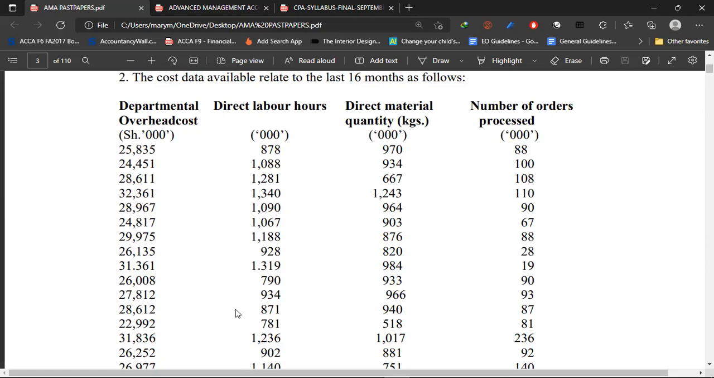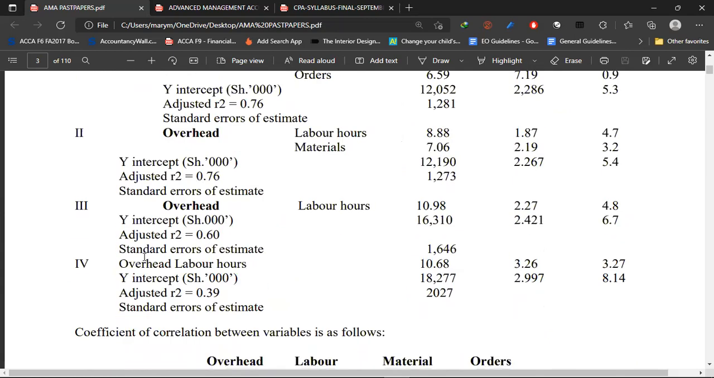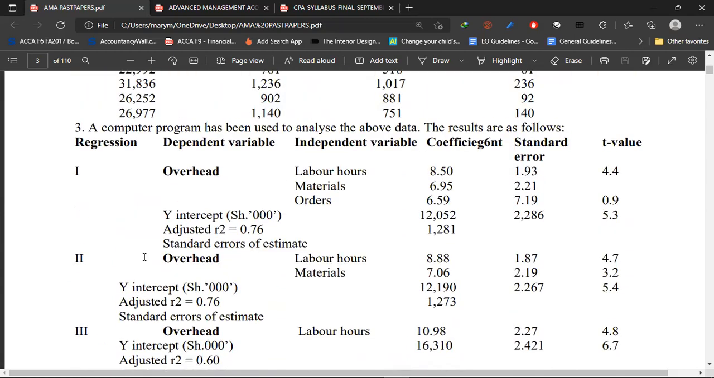So before we go to any other thing, you can see that we have been told the cost data available relate to the last 16 months as follows. It means this organization is stable when using the direct labor hours, direct material quantity, and the number of orders processed, right? Any model that you formulate without any of these, we cannot rely upon for decision making. That is the first thing you are supposed to look at. Because if we eliminate any, whether it is the direct labor, the material, or the number of orders, it will affect the overall departmental overhead costs. That is the first thing you are supposed to understand.